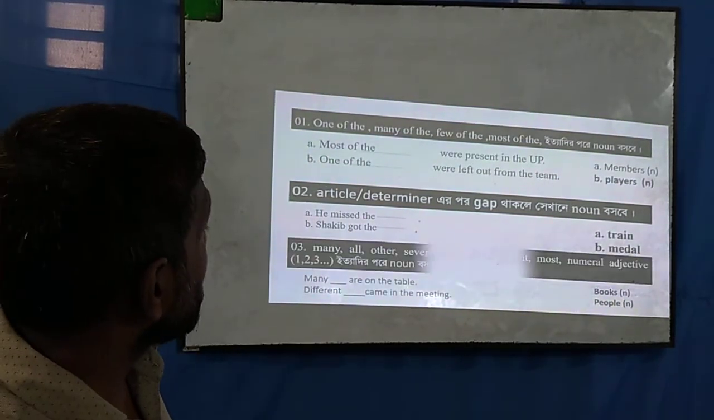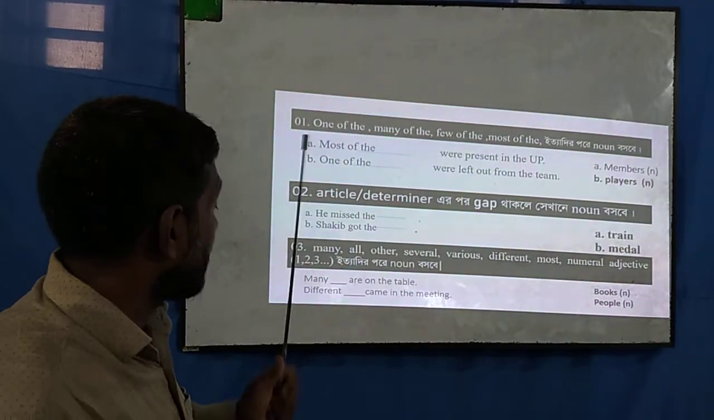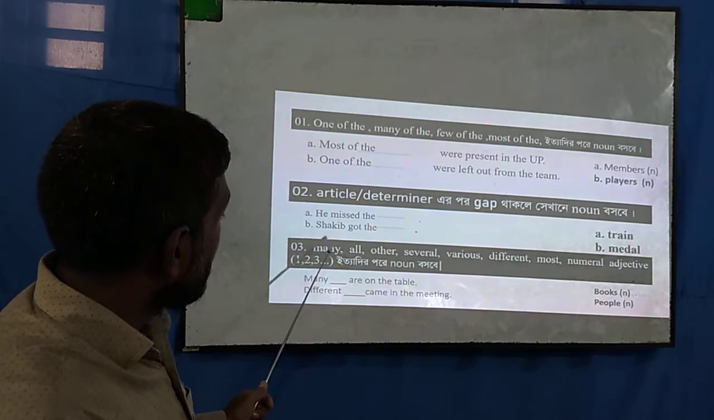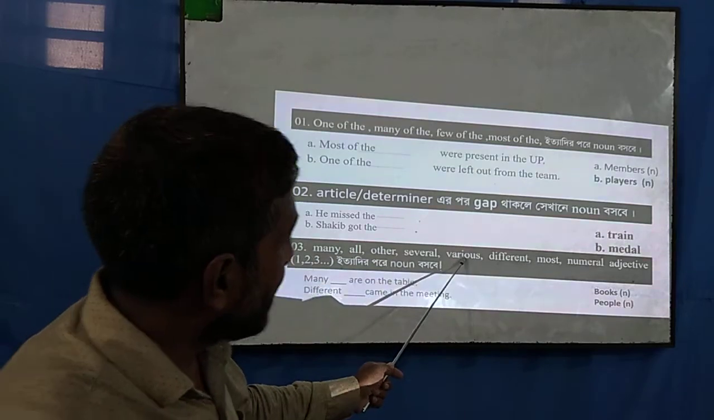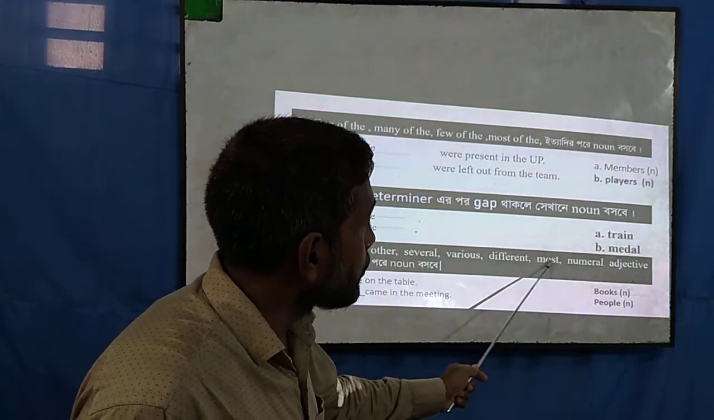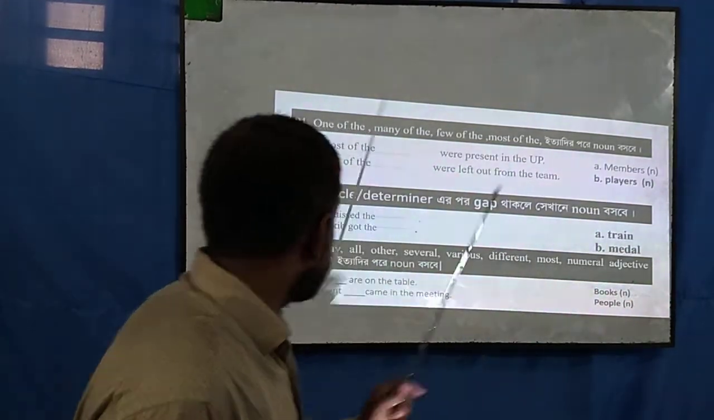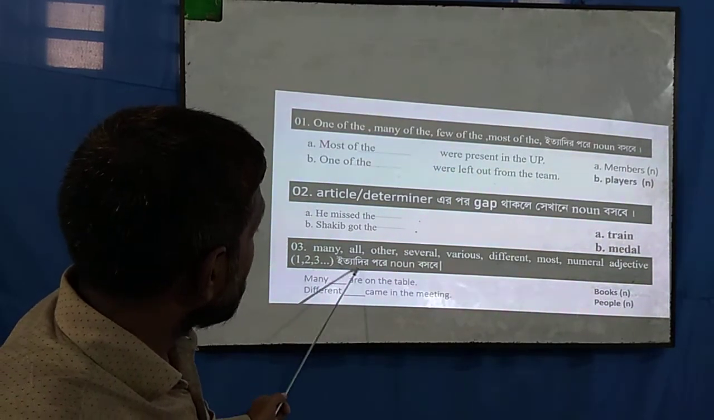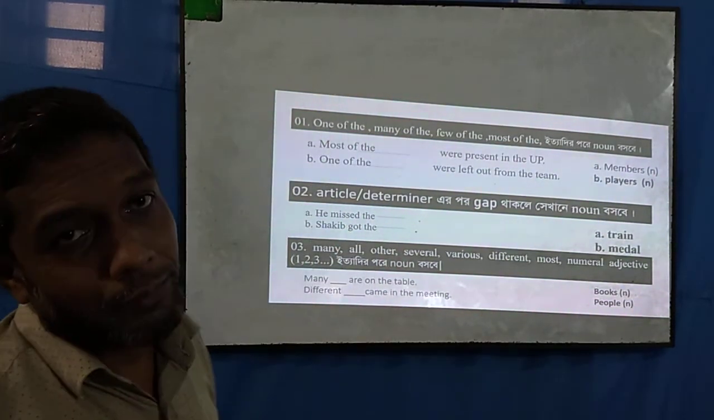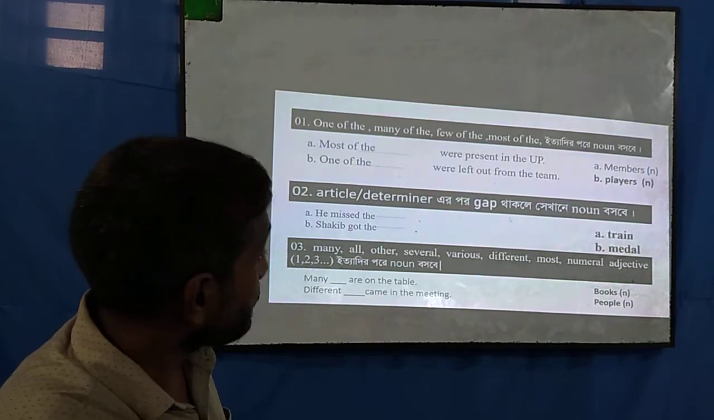So dear students, I would like to go ahead. This is rule number 3. Many, all, other, several, various, different, most, numeral adjective. Numeral adjective means 1, 2, 3 like this. ইত্যাদির পরে নাউন বসবে. So this is another rule.